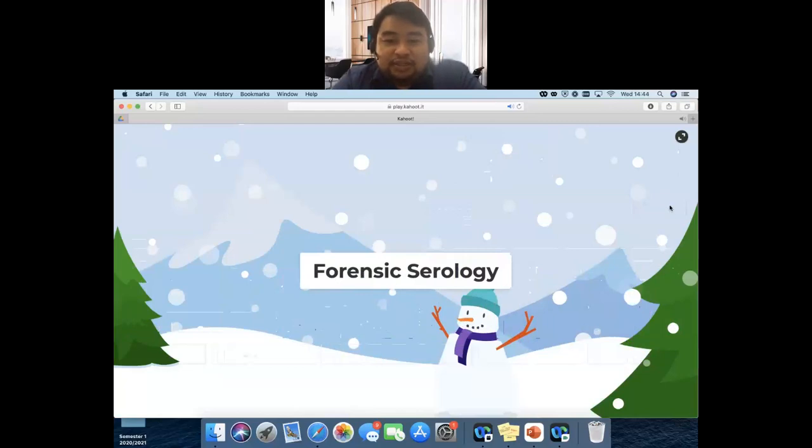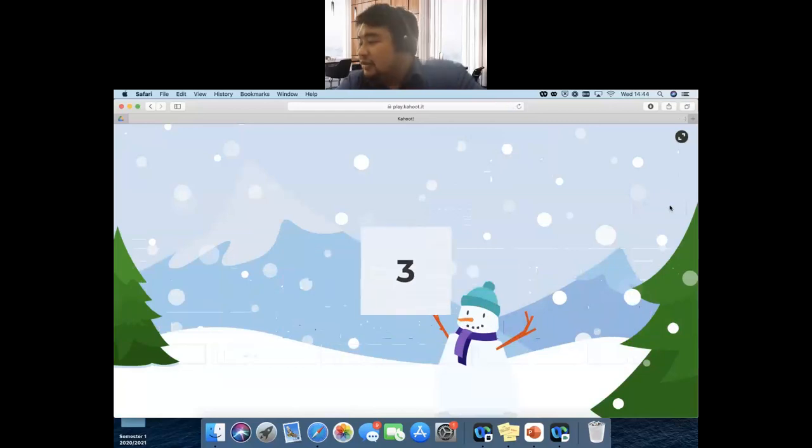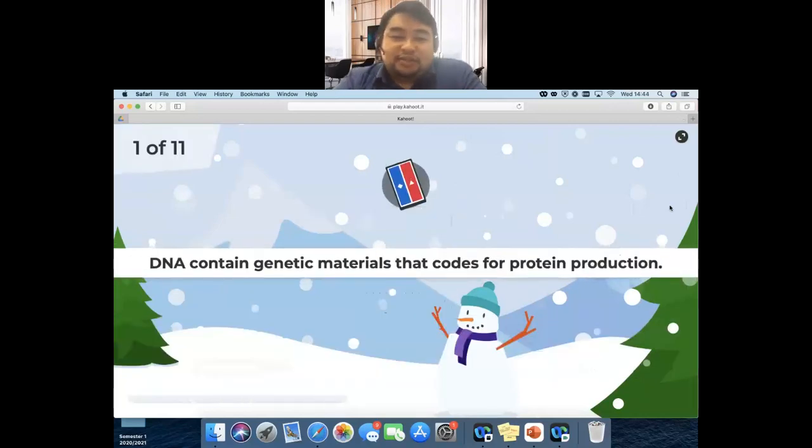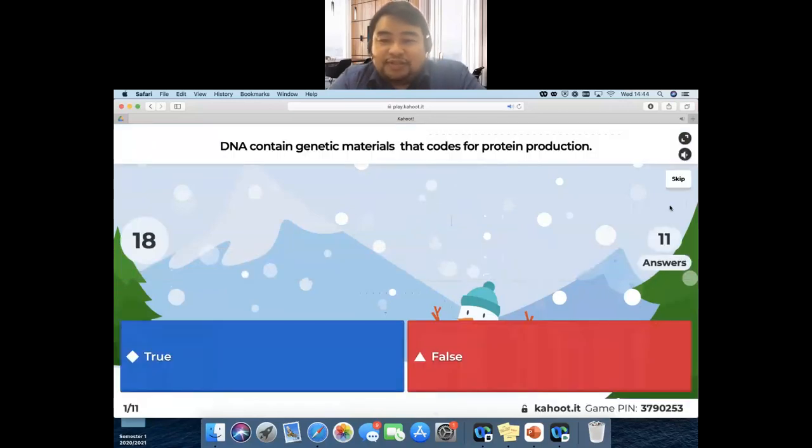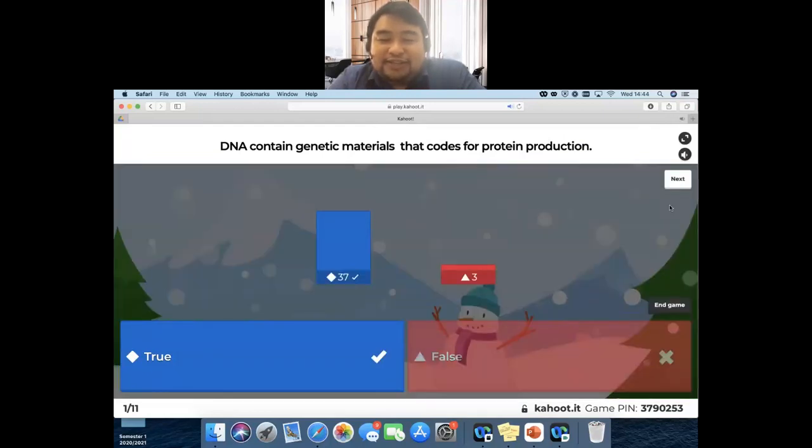forensic serology. Okay, DNA contains genetic materials that codes for protein production. Is it true or false? Is it correct? Or does DNA contain it for something else? This is an easy question. I'm just softening you up. Alright, true. Those who said false, why? These 3 people may have pressed wrongly.